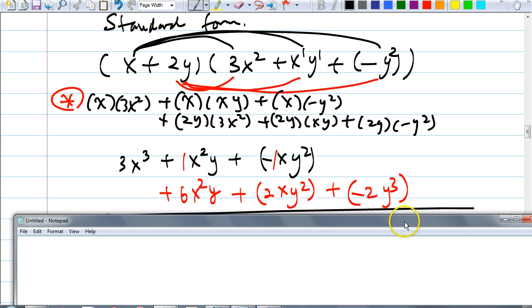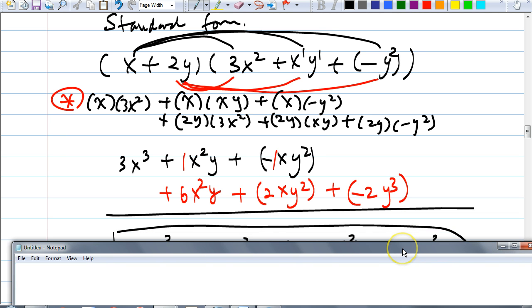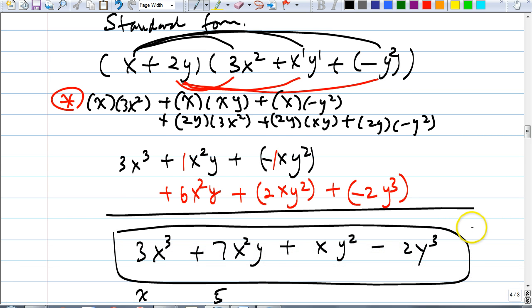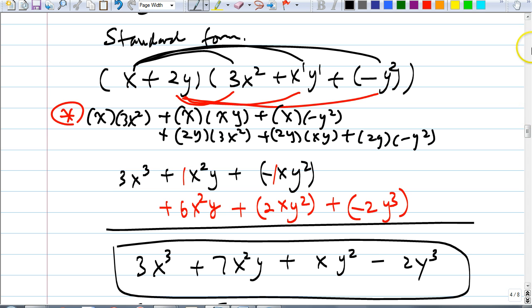I got 3x cubed plus 7x squared y plus xy squared minus 2y cubed. Good. That's the right answer. I did the same thing, but I didn't get what you were saying about putting it underneath. Okay, if you forgot to, but do you see how it's nice to put it right underneath where the like terms will match up? Okay, go ahead and take a look at it. Any questions?